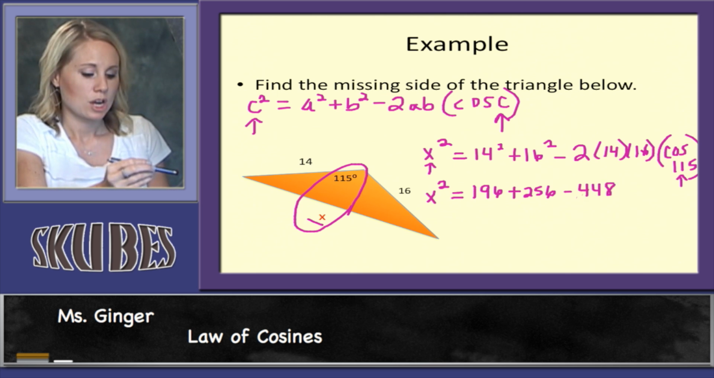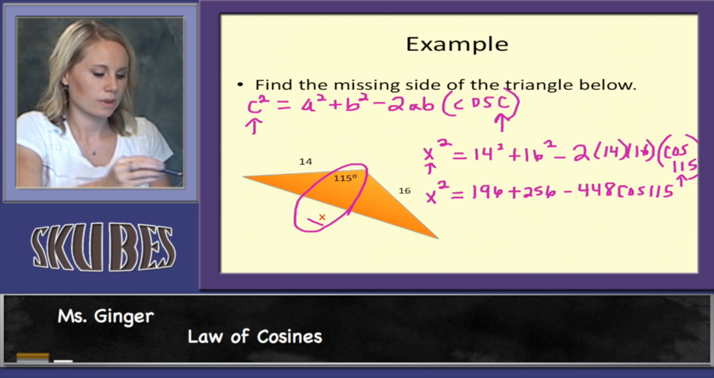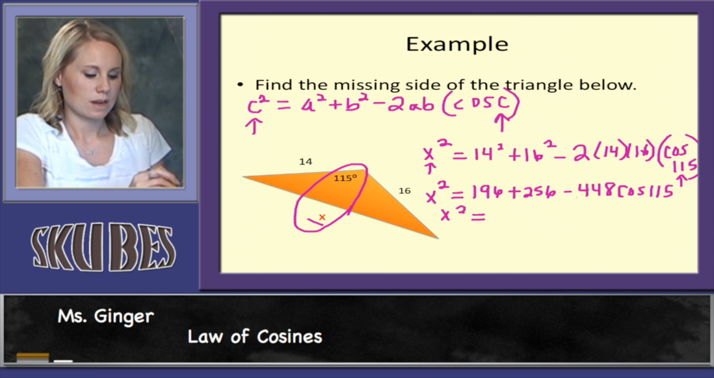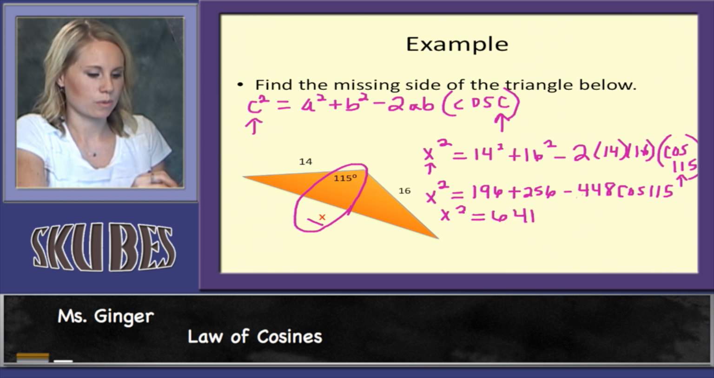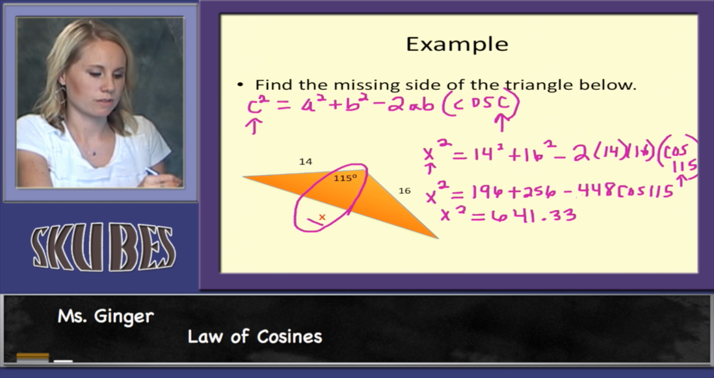Just save some room. Cosine 115. Make sure your calculator is in a mode of degrees when you're working on these, sine, cosine, and tangent. Alright, so x squared equals. I'm going to leave that to you to type in. I have typed it in and have 641.33 approximately. Try not to round and take away decimal digits too much along the way until the very end.